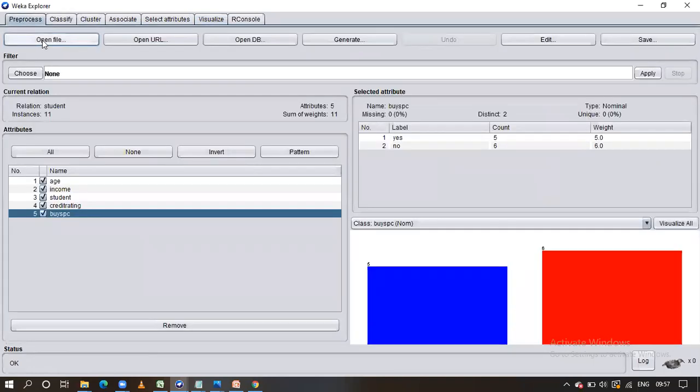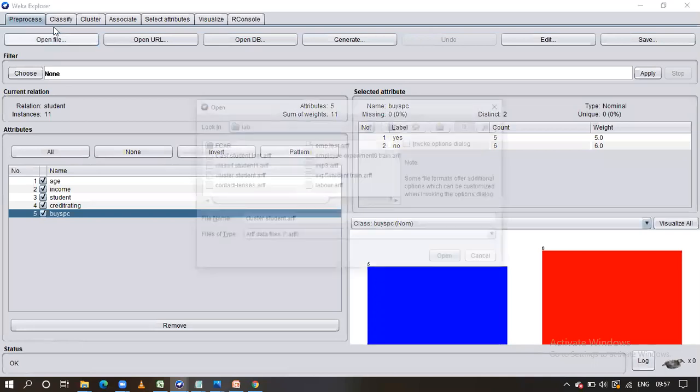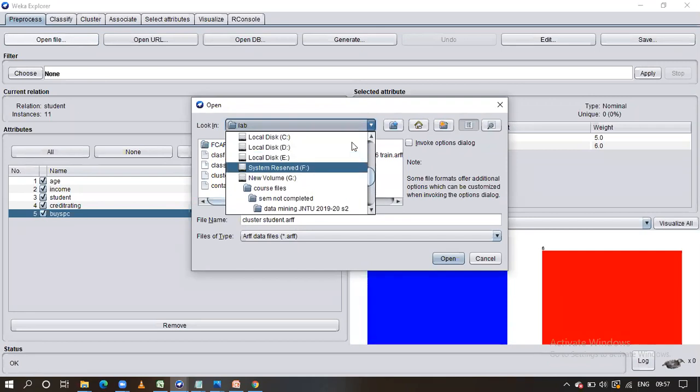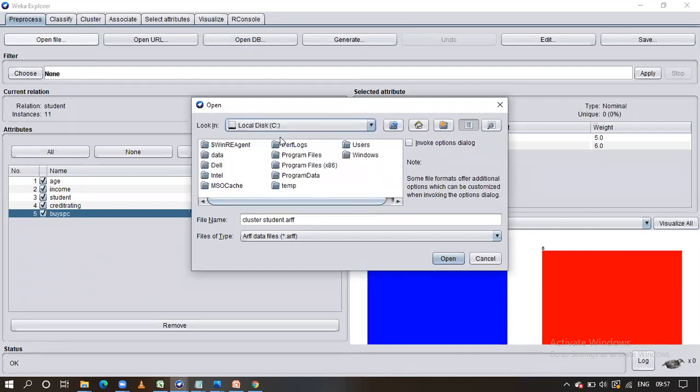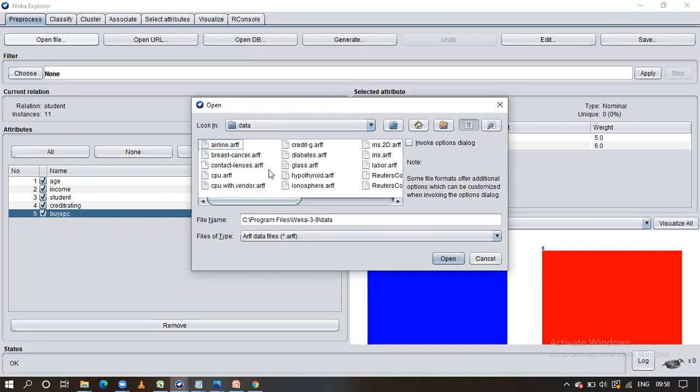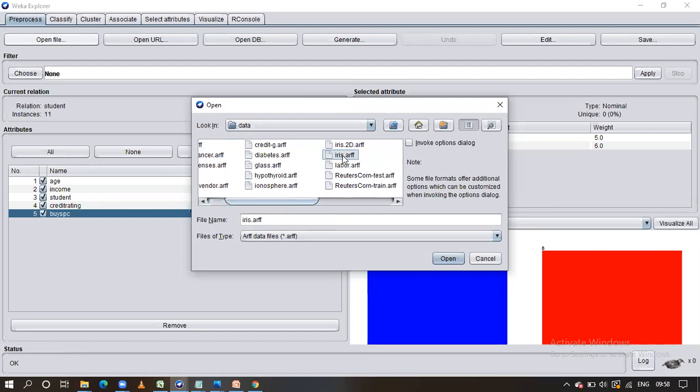For that, we have to load the iris data set. That is a default data set, guys. Whenever we install Weka, it will come by default. We have to select Weka 3.9, the program files, and in the data folder we have different data sets like contact lens, airlines, credit card, glasses, and diabetes information. Here is the iris data set.